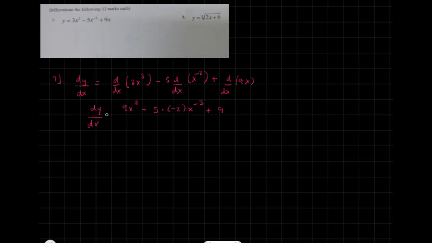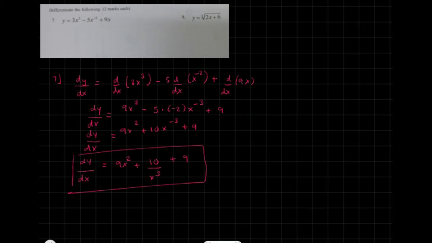Okay, what I want to do now is simplify this out. So I have 9x squared plus 10x to the power negative 3 plus 9. And usually when we're doing the derivative, we want to use positive exponents. So dy over dx is going to give us 9x squared plus 10 over x cubed plus 9. Okay, so this is our derivative function.